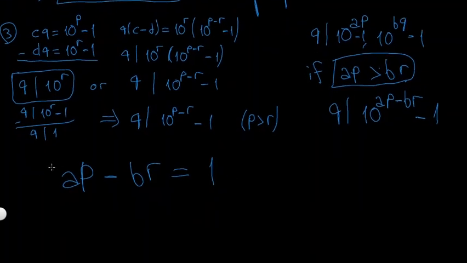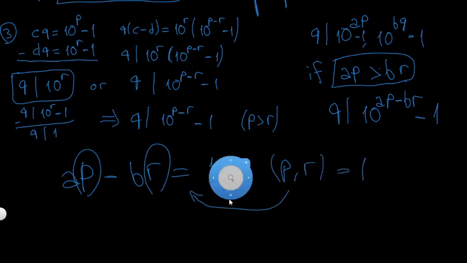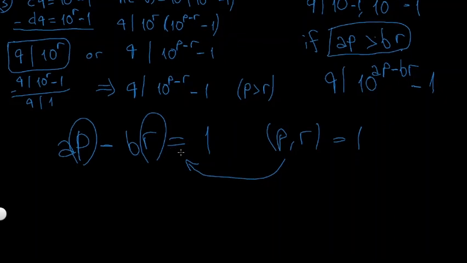Can I achieve this thing? Yeah, because I'm going to assume that P and R are relatively prime. If their GCD is 1, then this thing would always have a solution. Well, it actually has infinitely many solutions. You can look up linear Diophantine equations.